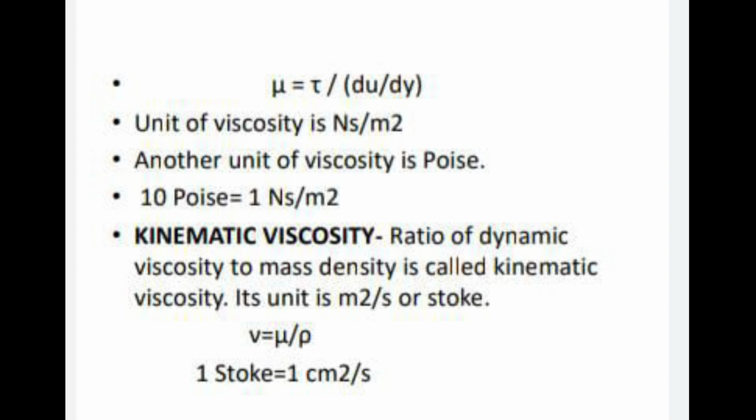Then we have one more property of fluid, which is kinematic viscosity. Kinematic viscosity may be defined as the ratio of dynamic viscosity of fluid to the mass density of fluid. It is denoted by nu. Nu is equal to mu upon rho, dynamic viscosity mu divided by density rho. Its unit is meter square per second or stoke. This 1 stoke is equal to 1 centimeter square per second.